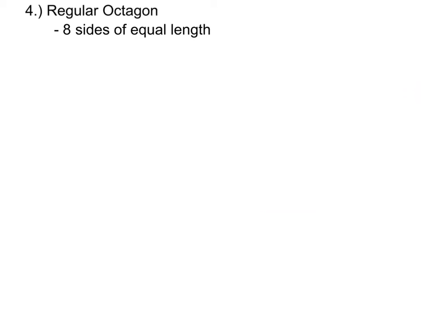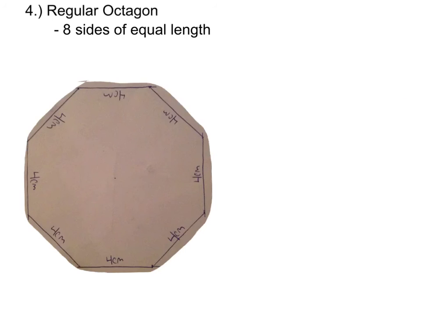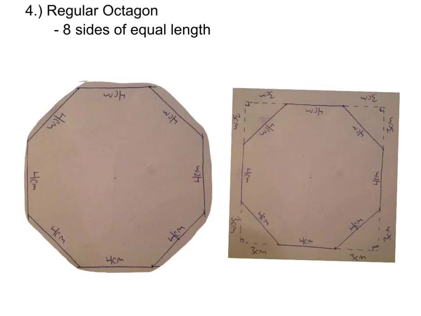Next, we're going to take a look at the final type of regular polygon we'll look at. It's called a regular octagon. A regular octagon has 8 sides of equal length. Notice the regular octagon that was inserted. Each side is 4 centimeters long. Just like we did for the last type of regular polygons, we're going to compose this octagon into a rectangle. Here is that octagon composed into a rectangle.